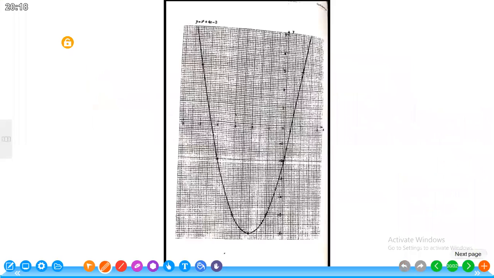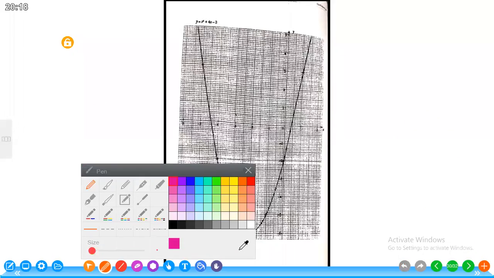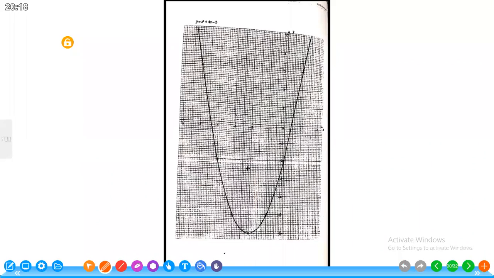Using the scale of 10 decimal divisions representing 1 unit along the x-axis and along the y-axis, draw the graph. The graph is here. Right? Okay. Find the integral values of x for which y is negative and decreasing. Here y is negative and decreases.